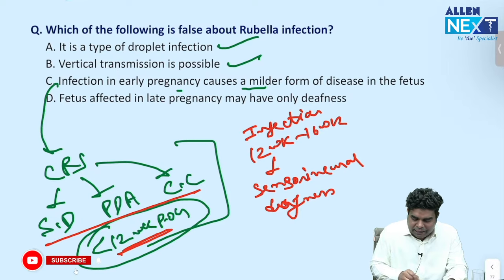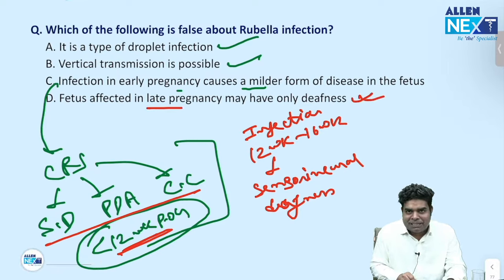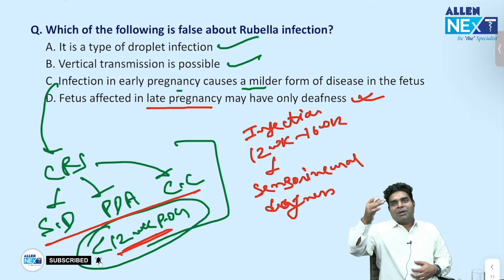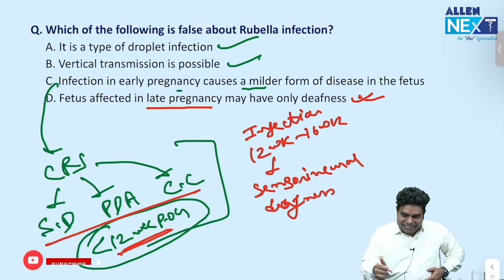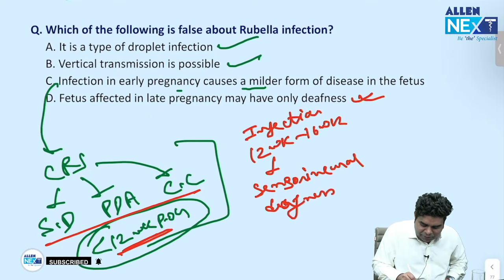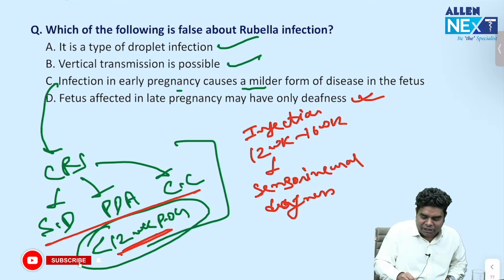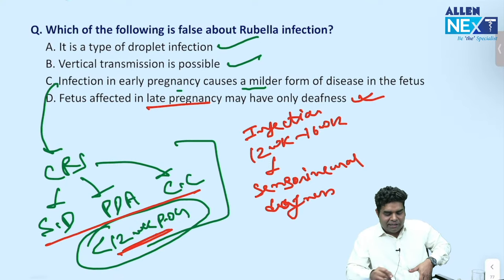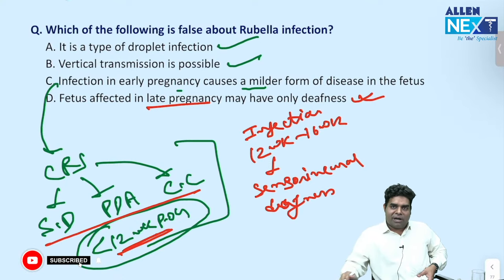So it is also partially correct that if it is affected in late pregnancy, but it is not late. Still, compared to the third option, the fourth one is less wrong, because it is after 12 weeks. They should have written after 12 weeks in place of late, then it would be a perfectly correct option. So a fetus affected after 12 weeks may have only sensory neural deafness.